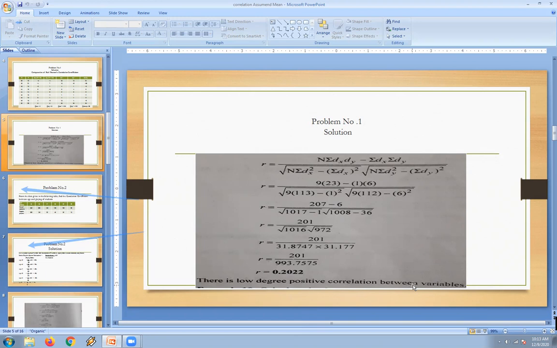It is very clear that you people have to remember the formula, and you should see between which variables you have to calculate the correlation. Very specifically they will mention in the question, you should see whether they have given the values directly or you have to calculate the values. This is how to calculate according to the assumed mean.